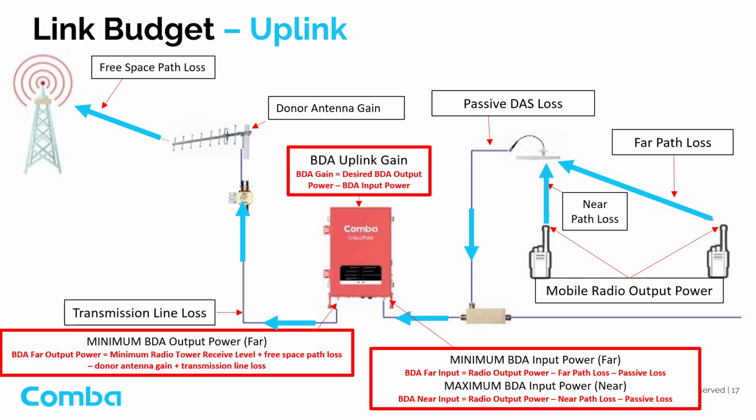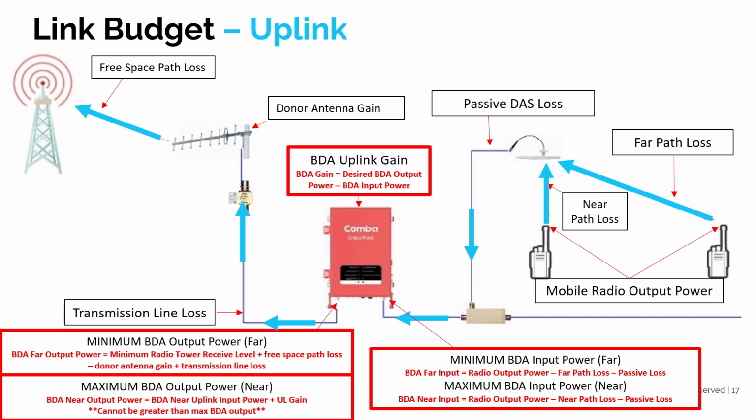We calculate the required BDA uplink gain based on the far radio using the following formula. The BDA uplink gain is equal to the minimum BDA uplink output power minus the minimum BDA uplink input power. To calculate the maximum BDA uplink output power from the near radio, use the following formula. The maximum BDA uplink output power is equal to the maximum BDA uplink input power plus the BDA uplink gain.